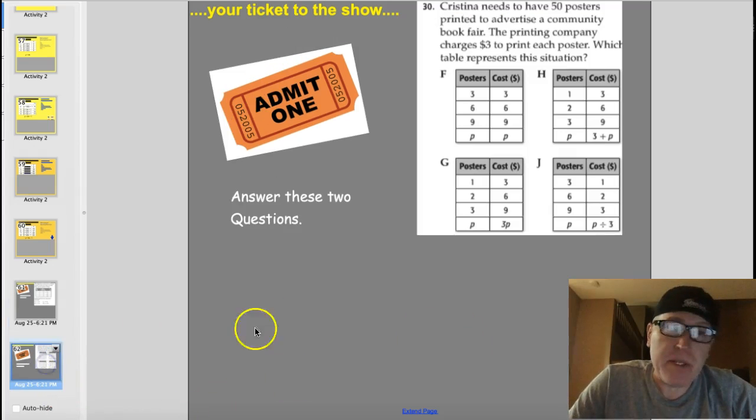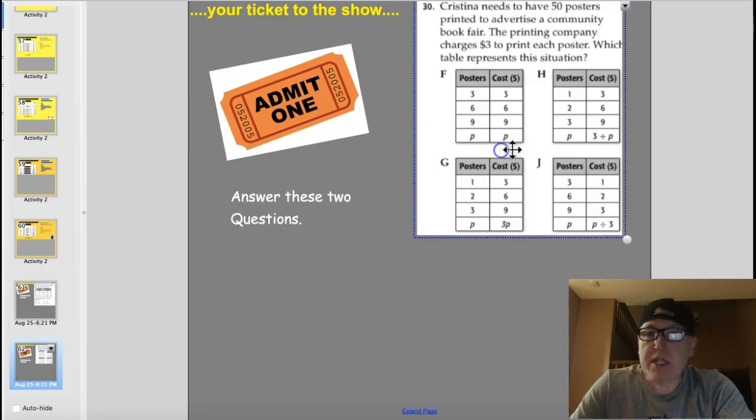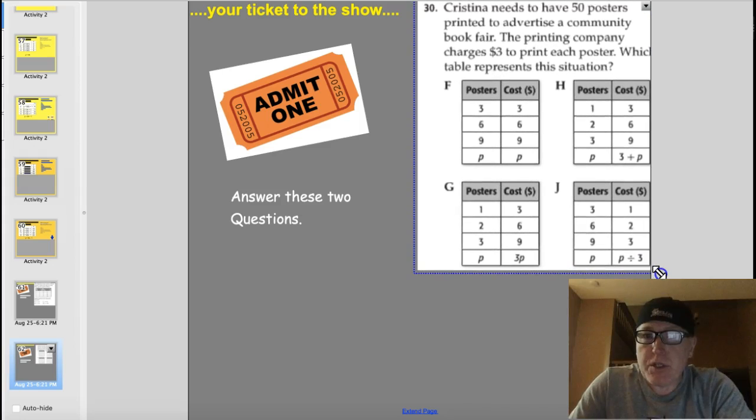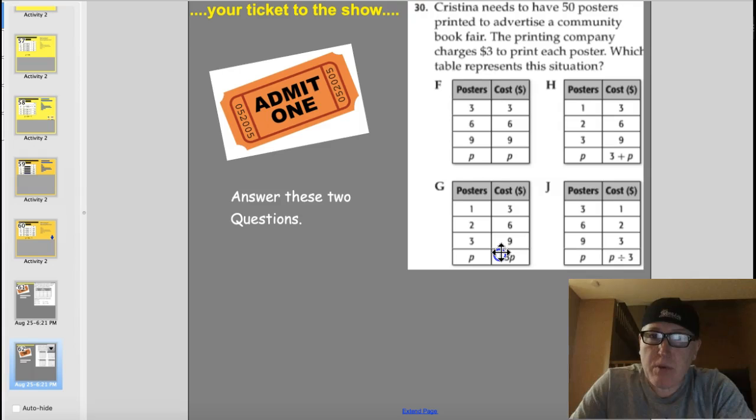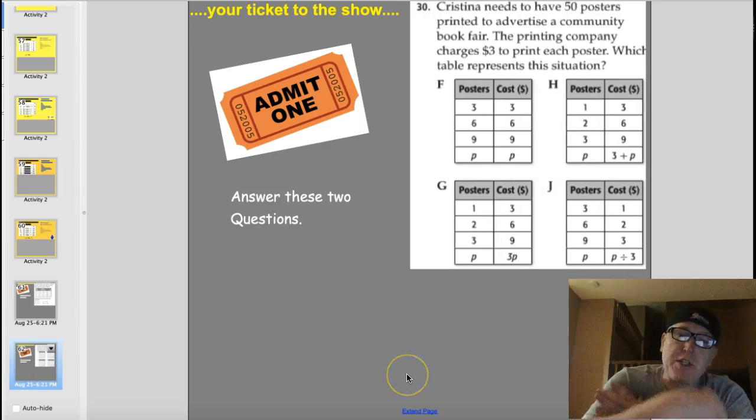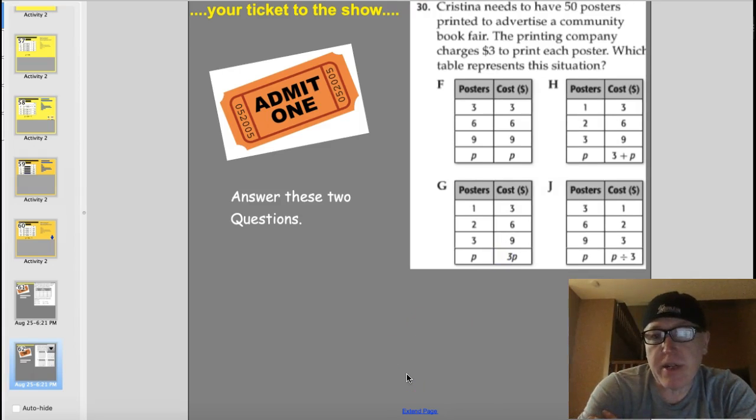Alrighty. How about this one here? Christina needs to have 50 posters printed to advertise a community book fair. The printing company charges $3 to print each poster. Which table represents this situation? And once again, all you need to do is write the correct letter here.